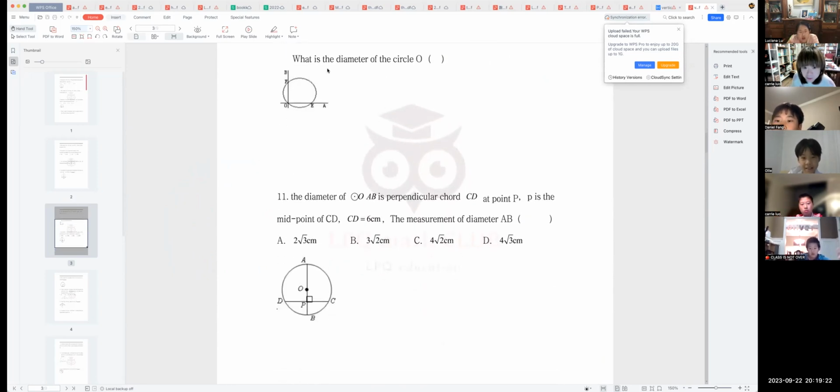The diameter of circle O, AB, is perpendicular on chord CD at the point P. P is the midpoint of CD. CD equals 6 centimeter, and the measurement of diameter AB equals what? Okay, they want to know the diameter. So boys and girls, your turn.